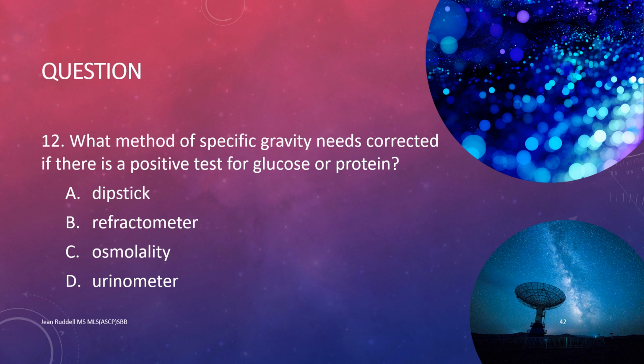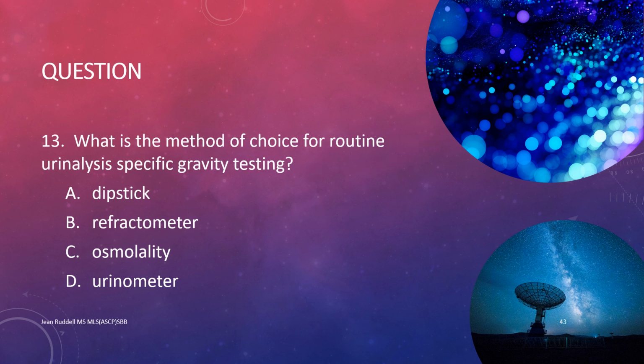Question 12. What method of specific gravity needs corrected if there is a positive test for glucose or protein? A, dipstick. B, refractometer. C, osmolality. Or D, urinometer. The answer is B, refractometer. Question 13. What is the method of choice for routine urinalysis specific gravity testing? A, dipstick. B, refractometer. C, osmolality. Or D, urinometer. The answer is A, dipstick.